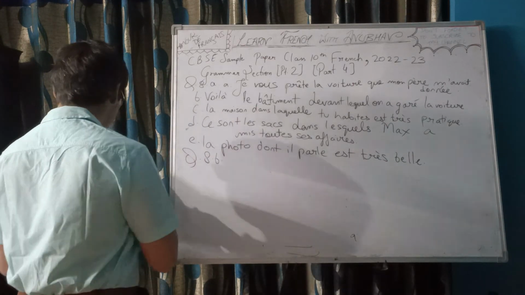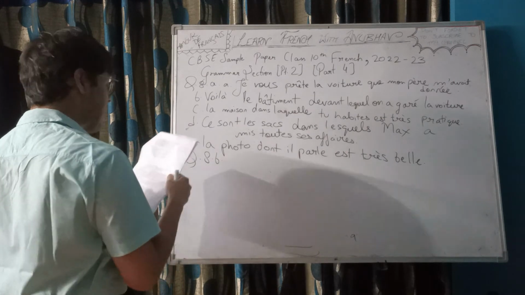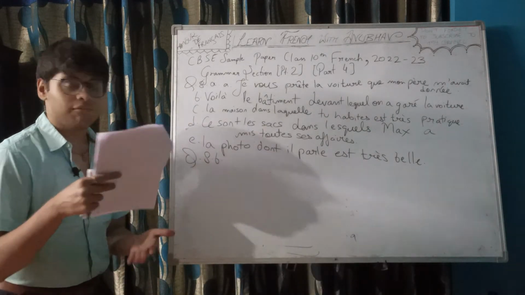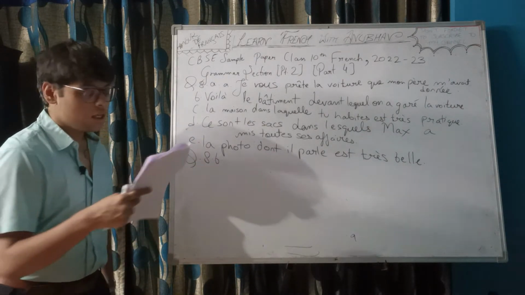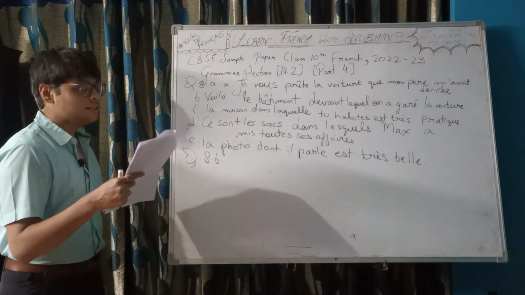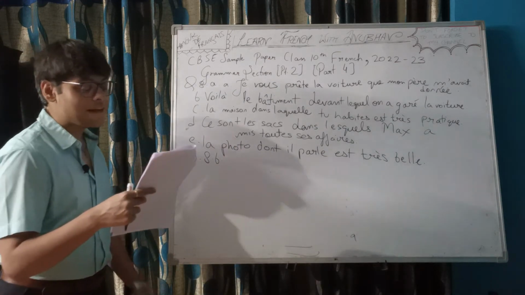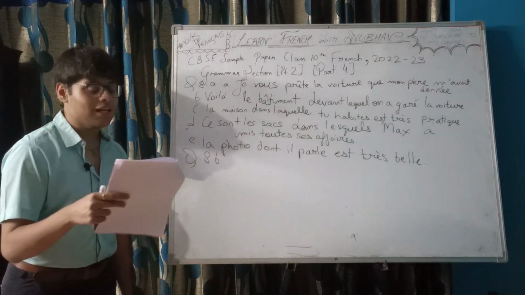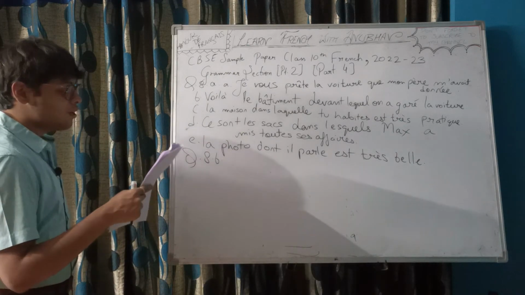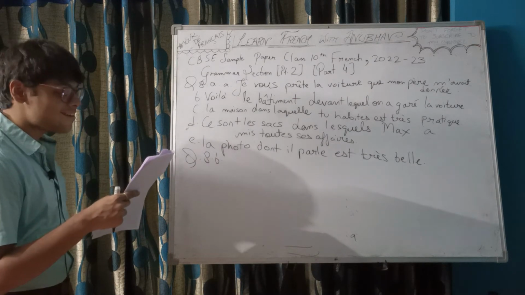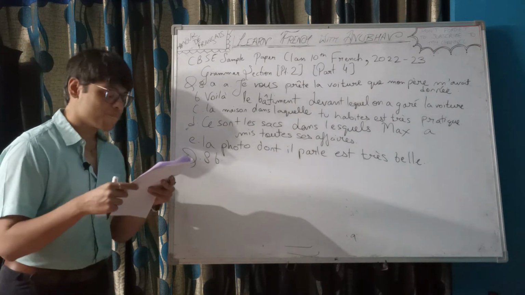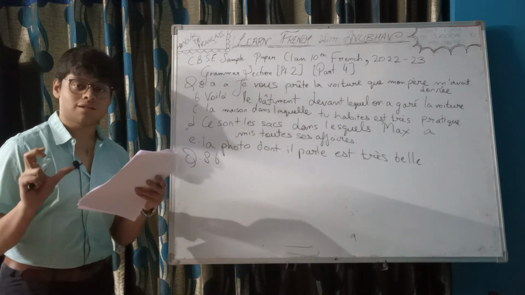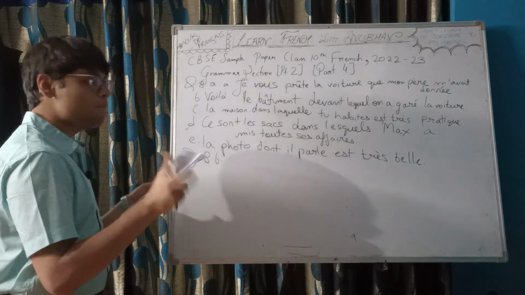Question number 8, part B. Okay, we have pronoun personnel plus we have pronoun tonique as well. So, vous êtes allé au cinéma avec dash ce soir-là. After the preposition, pronoun tonique, at the end of the statement. Vous êtes allé au cinéma avec... masculine, plural.